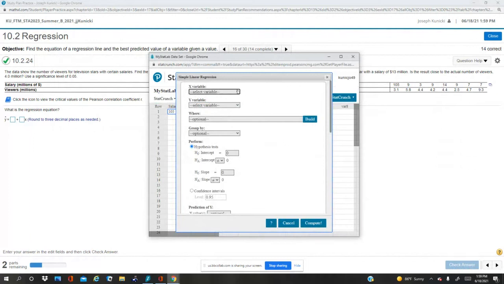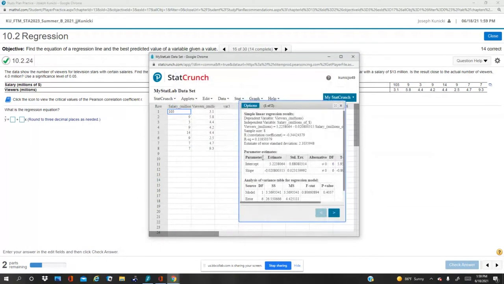The x values is given as salary. The y values are given as viewers. You can see the hypothesis test: both the intercept and the slope are 0. That means there is no correlation. That's the default. We don't care about that. It's just set up the way it is. We just leave it. So we compute, and you can do it one of two ways.